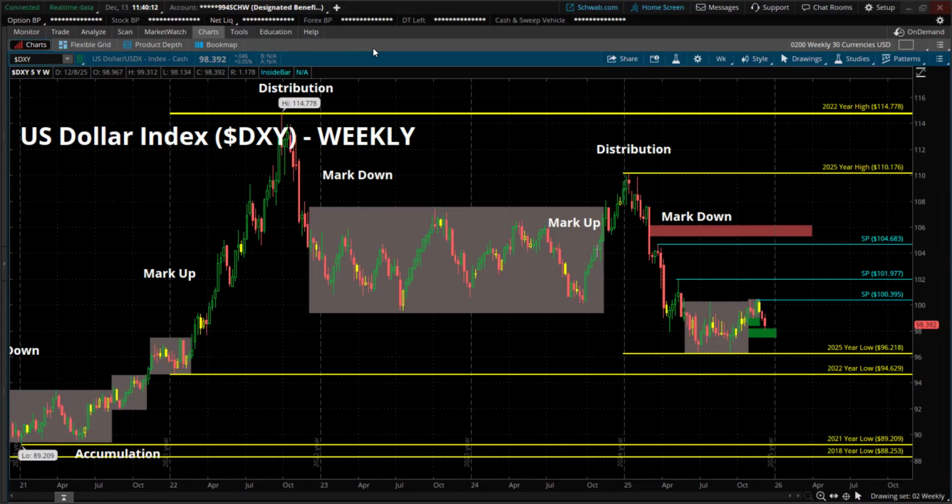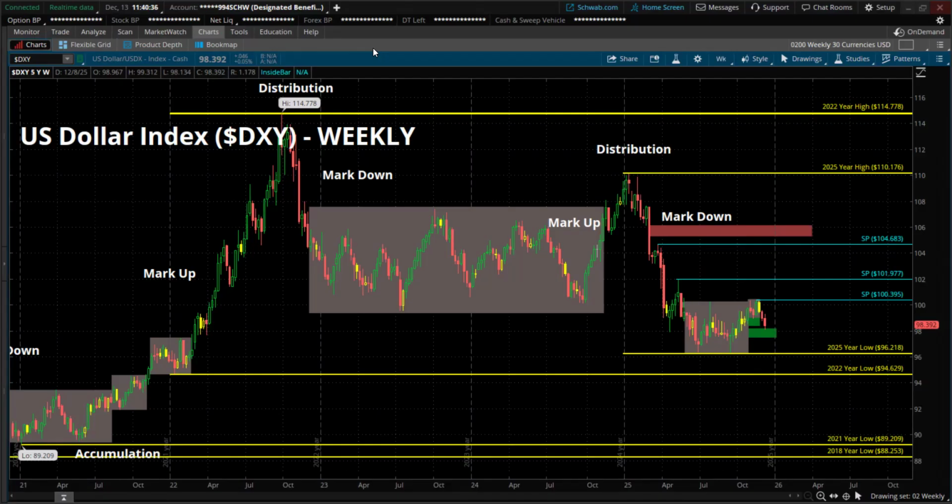Last year, it did break out of that consolidation and went into a markup phase. The beginning of this year, we had a distribution. After the distribution, we had a markdown phase. Markdown phase, decline. Momentum down, bearish. Got it? Markup is bullish. Distribution is bearish. Markdown is bearish.